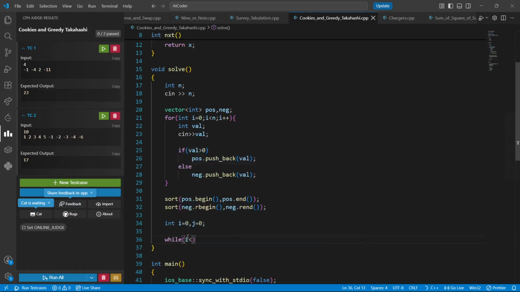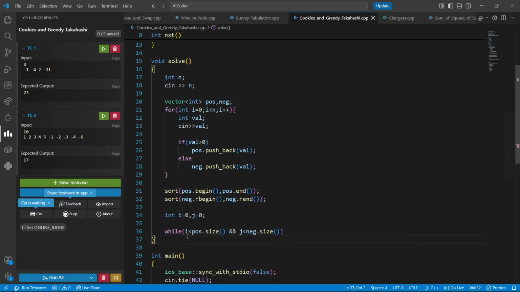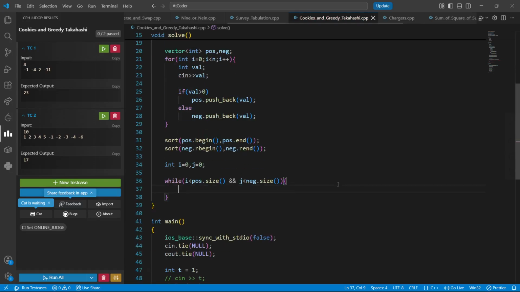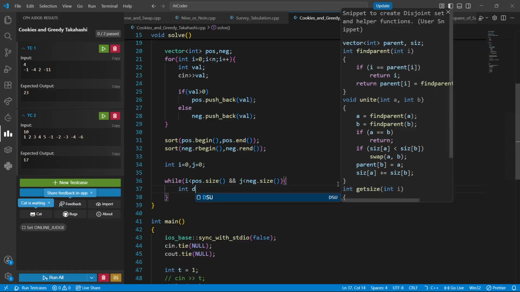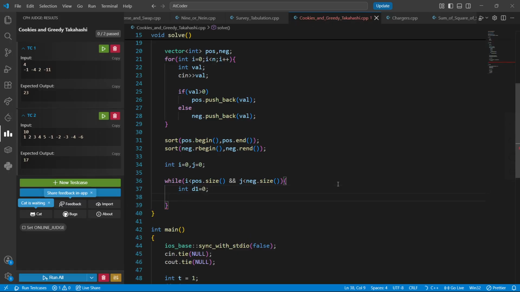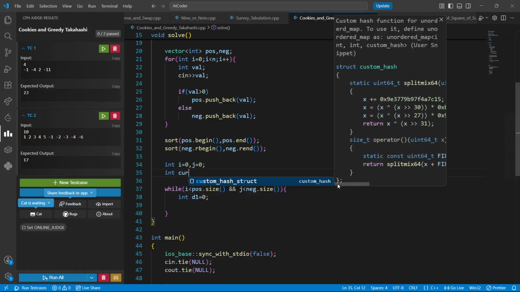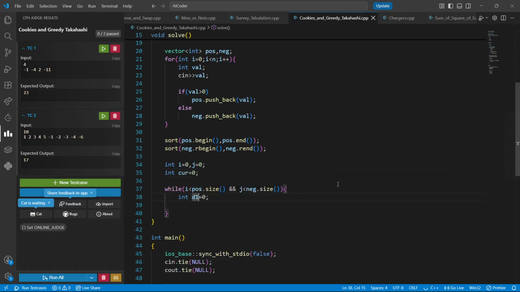While i is less than positive dot size and j is less than negative dot size, which means we have cookies on both the sides. Since we have cookies on both the sides, we'll have to calculate the minimum distances. So d1 is the positive distance. Initially let me call it 0, and I'll be taking one more variable, let me call it current. So initially Takahashi will be at the 0th coordinate.